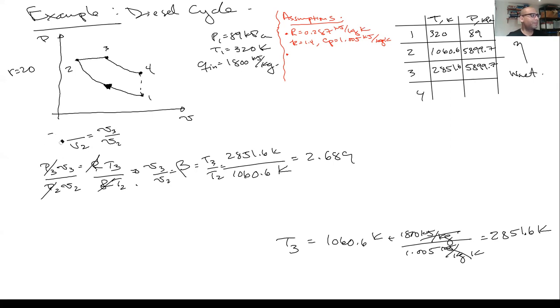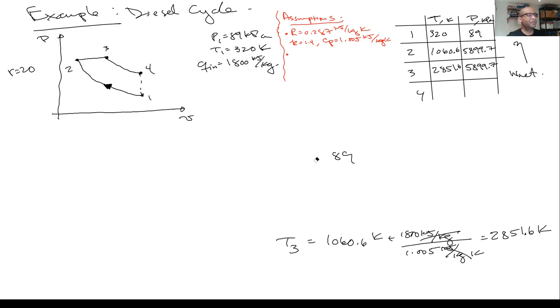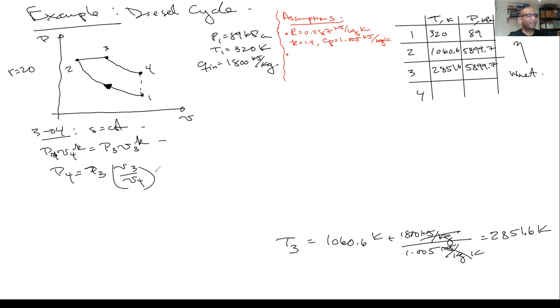State 4. Let's do state 4. So 3 to 4, now it's not constant volume. It's isentropic. So that means that P4 V4 to the K is equal to P3 V3 to the K. So P4 is equal to P3 times V3 over V4 to the K. This is very close to what we had for the Otto cycle, except V4 over V3 is not the compression ratio. This is the bottom dead center volume, V4, divided by V3. But V4 over V2 would be the compression ratio. But I can play a trick.